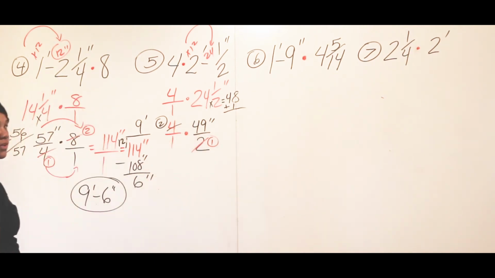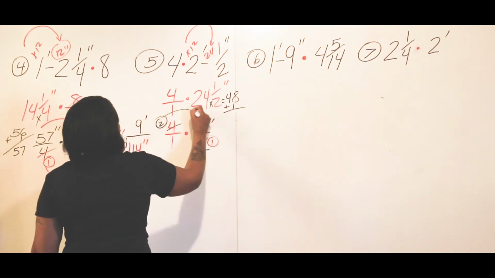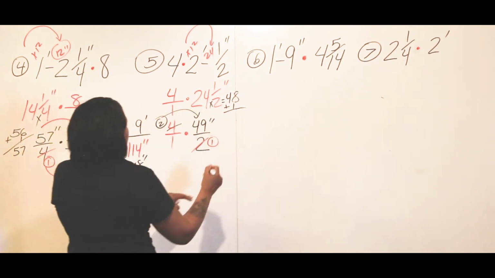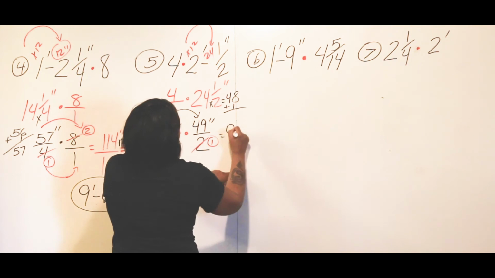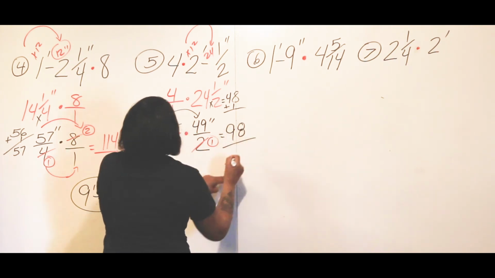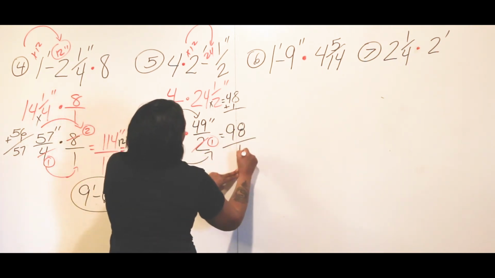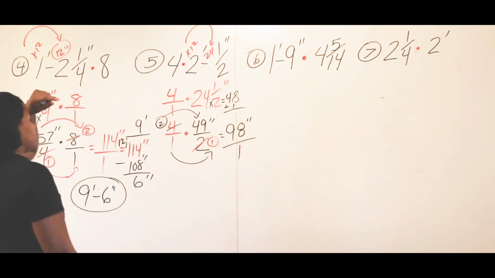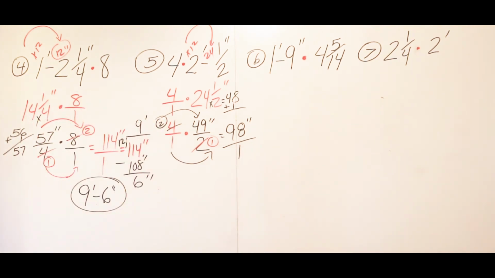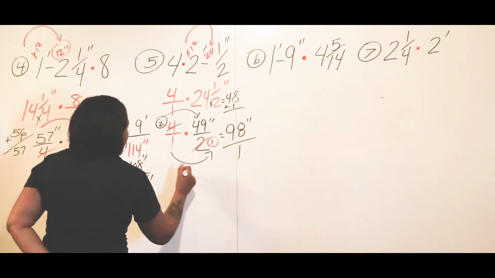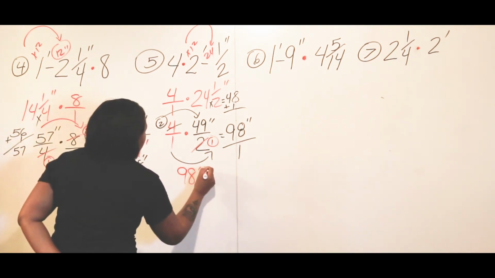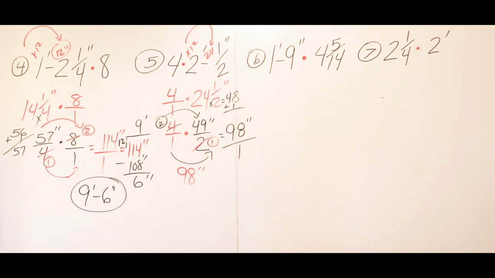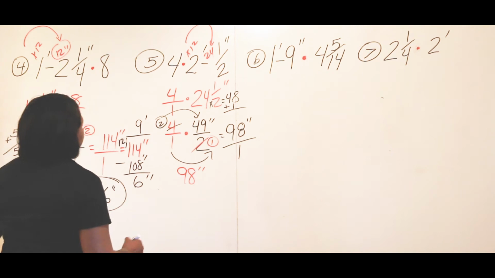Nope. Can't reduce that. So now we multiply the numerator times the numerator. 2 times 49 is? Yep, 98. 1 times 1 is 1. Improper fraction, 98 over 1. Anytime we have 1 as a denominator, the numerator will be your answer. So now we have 98 inches. Anytime we have 12 or more inches, convert to feet and inches.